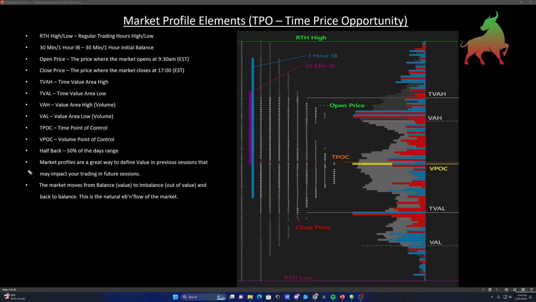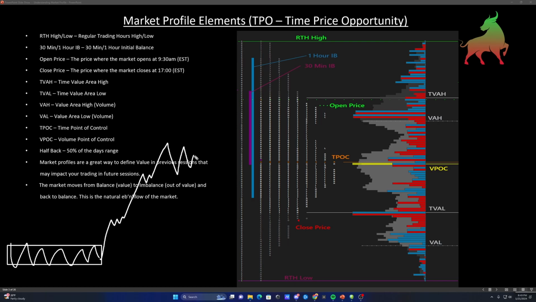Market profiles are a great way to define value in previous sessions that may impact your trading in future sessions. The market moves from balance, which is value, to imbalance, which is out of value, and back to balance. This is the natural ebb and flow of the market. Balance is where the market spends the most time. Imbalance is when the market aggressively moves directionally before it builds another balanced area or finds a previous balanced area to rebalance within.